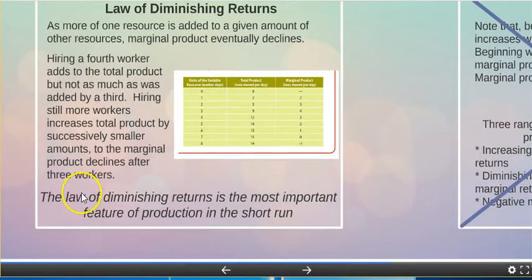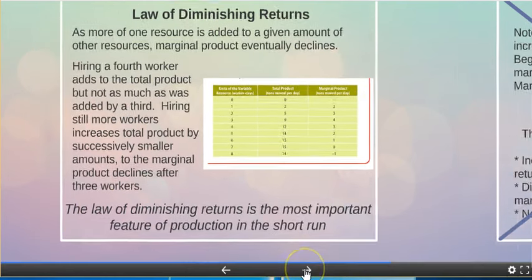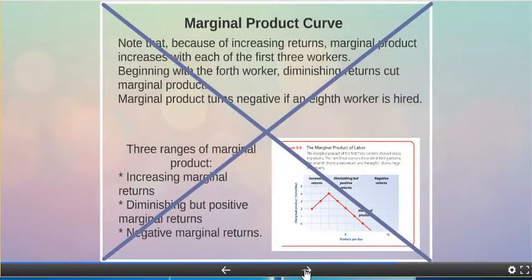The law of diminishing returns is the most important feature of production in the short run. That's what the manager is paying attention to. Once the marginal product turns negative, you're done. Your firm will not survive. And that is what we are not going to look at right now.